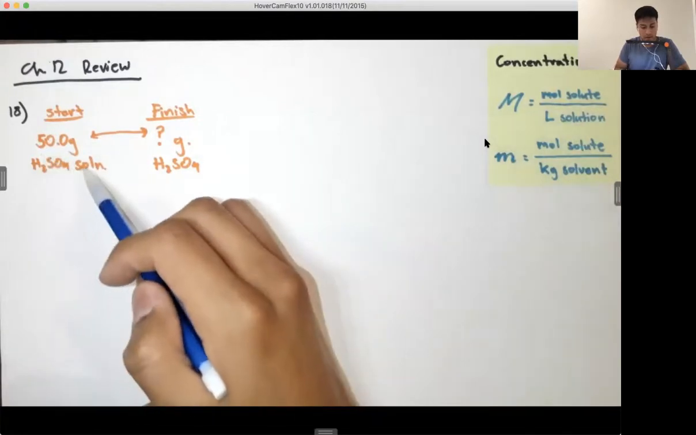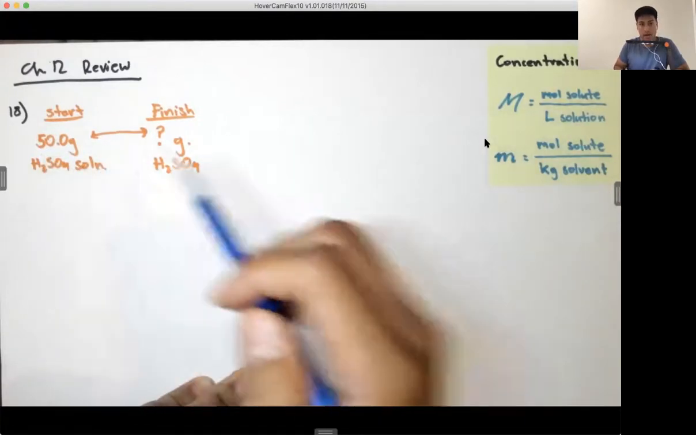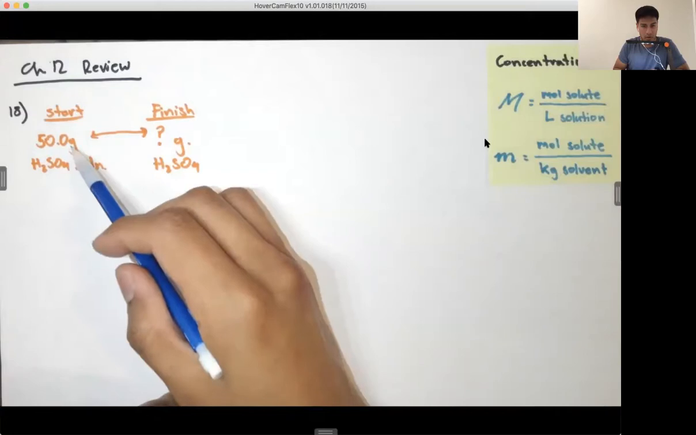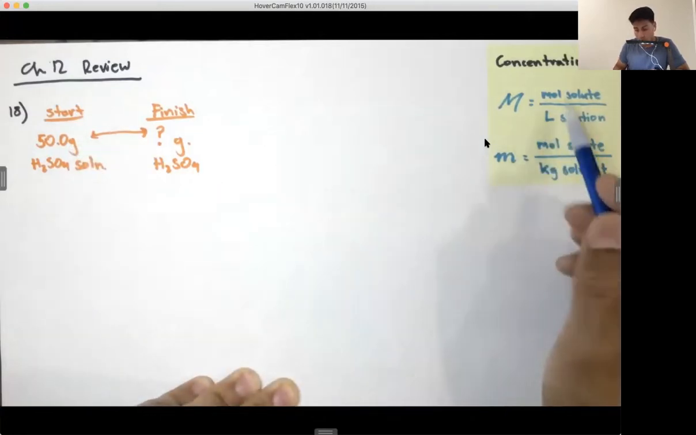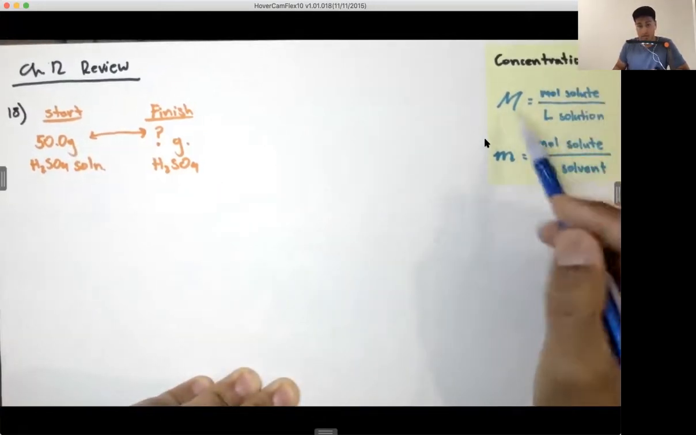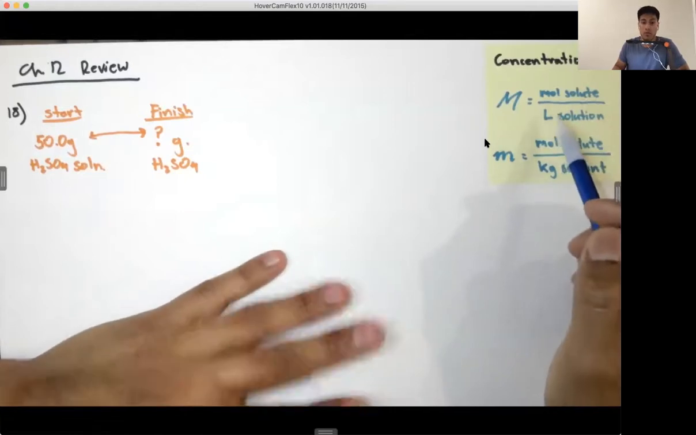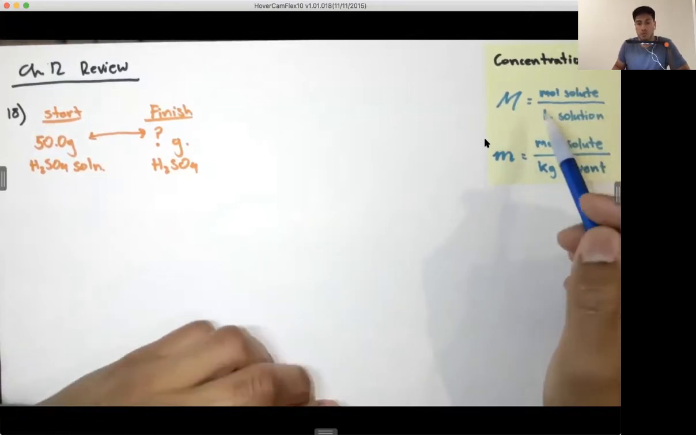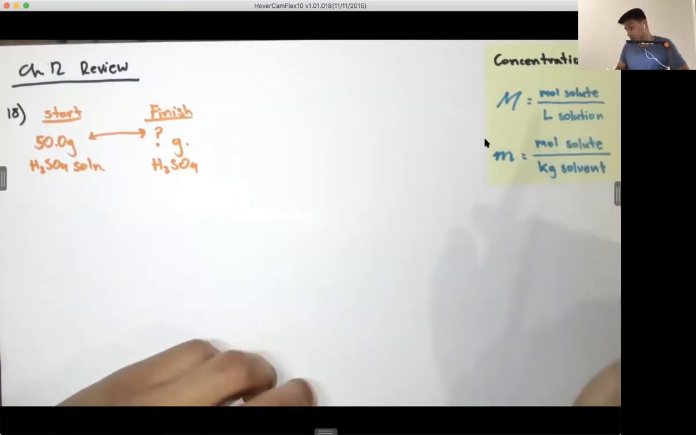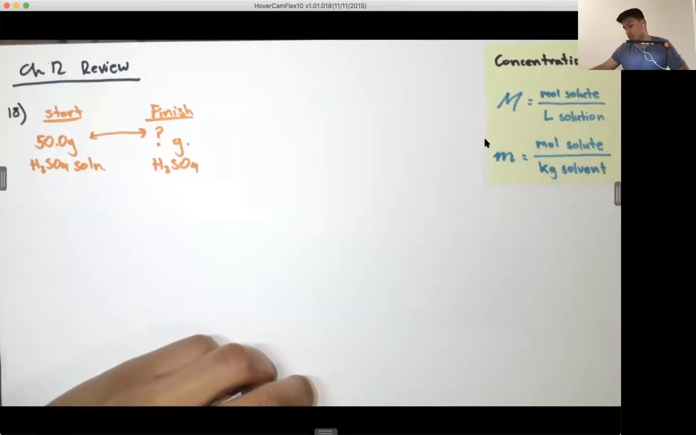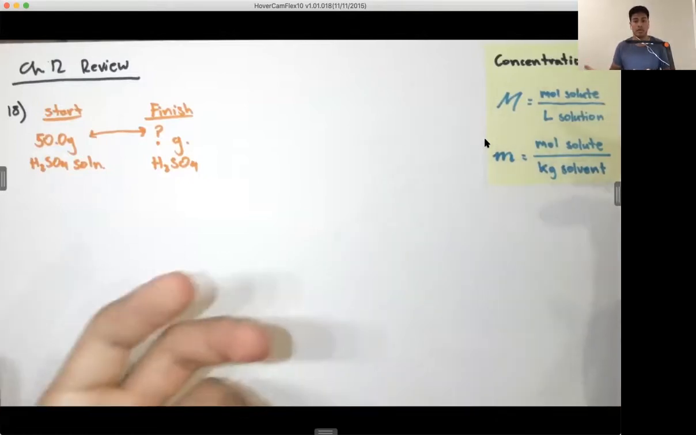We want to be able to convert this into something that's usable with molarity, okay? So here we have the solution, right? But we have grams. We're starting with grams of solution, whereas in the molarity formula, you don't have grams of solution, you have liters of solution. So the first thing we need to do is convert grams to liters. Now, how in the world are we going to do that?